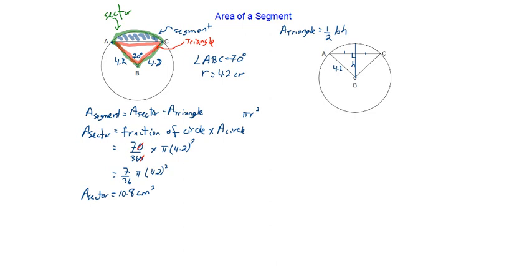Now we know that this angle here is 70 degrees. And if that angle is 70 degrees, because this big triangle ABC is an isosceles triangle, both of these being radii, we know that these two angles in here, angle A and angle C, have to be the same. So angle A equals angle C. That's because that's an isosceles triangle.